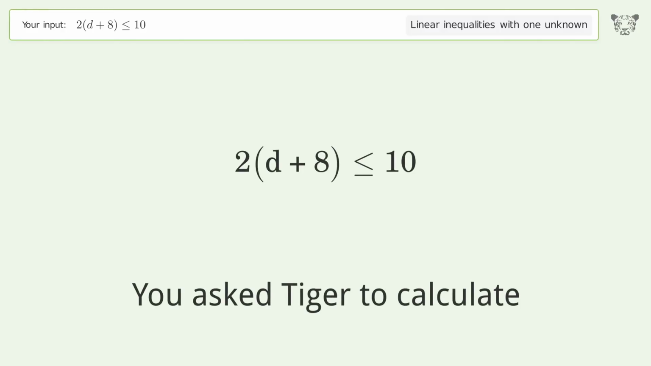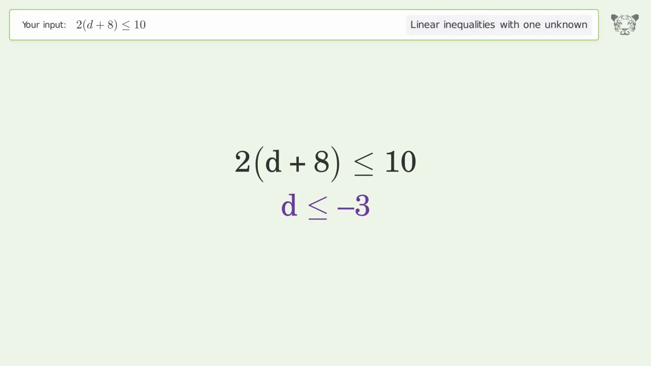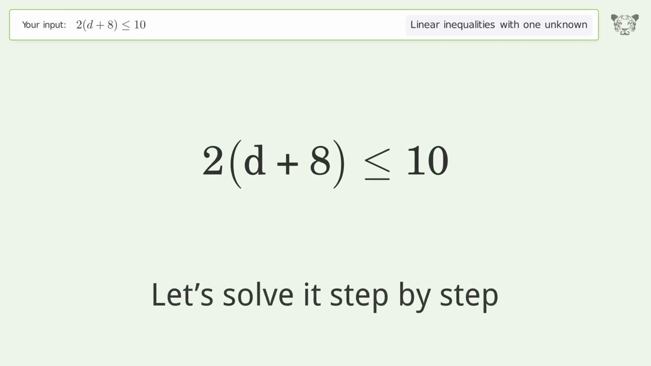You ask Tiger to calculate. This deals with linear inequalities with one unknown. The final result is d equal or smaller than -3. Let's solve it step by step.